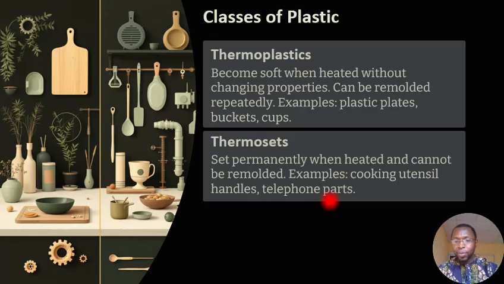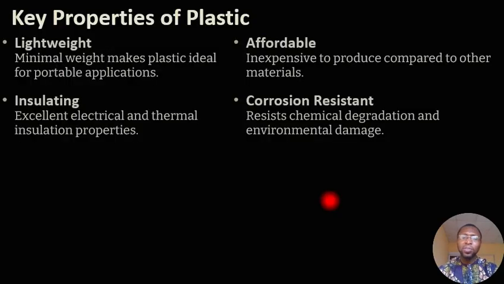Now let's talk about the key properties of plastic in general, whether it's thermoplastic or thermoset. Generally, they have the same properties. Number one, plastics are generally lightweight. They are not heavy. So that's one of the things we need to know, that this is a plastic. Very, very light in weight.